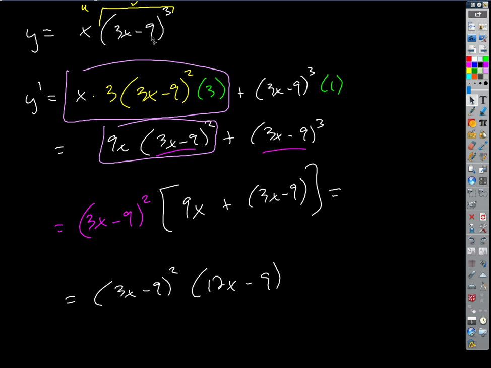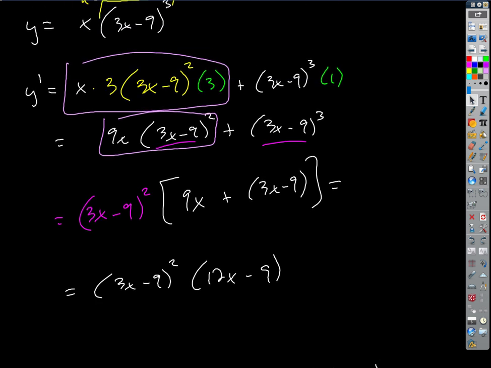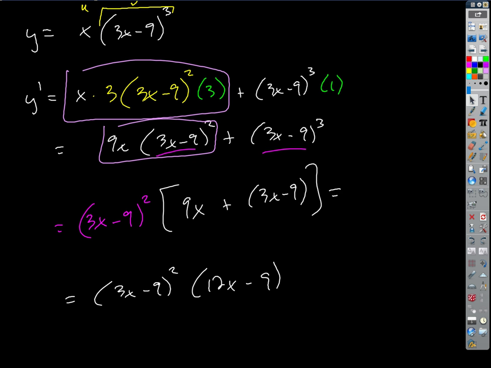What could we do here? So we made this a 9 times 3x minus 9 quantity squared, and here we have a 3x minus 9 quantity cubed. And so what did we do? We pulled out a 3x minus 9 quantity squared, and then we combined all this into 12x minus 9. Because what is this? This is just u v prime plus v u prime, and u prime is just 1.